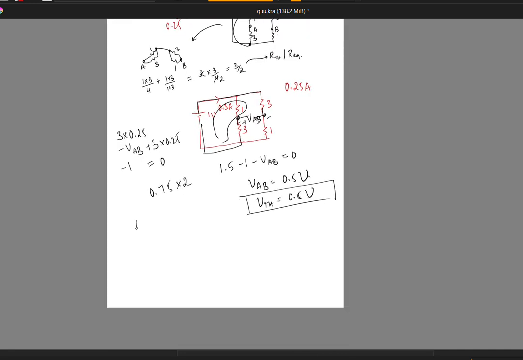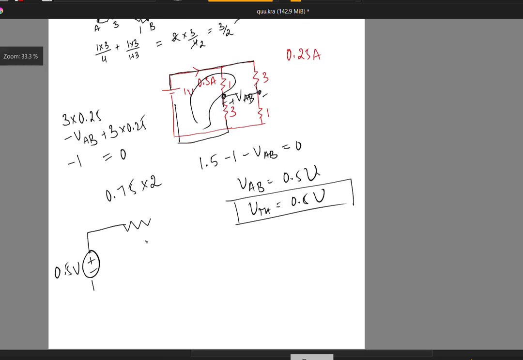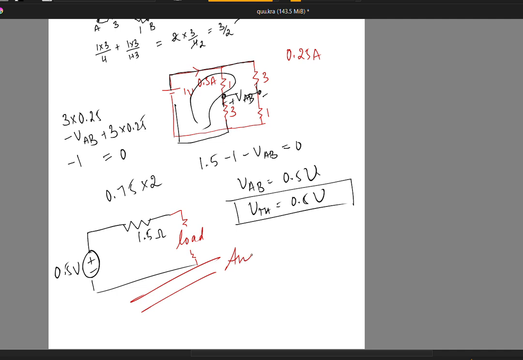And when you redraw the entirety of it, you would get something like that. You would have 0.5 volts, comes all the way there, and the series resistance, the Thevenin resistance, is obviously 3 by 2, which is 1.5, right? 1.5 ohms. And we can include our load across here, whatever our load is. So that is the answer, right? So this is how you go about solving such questions.